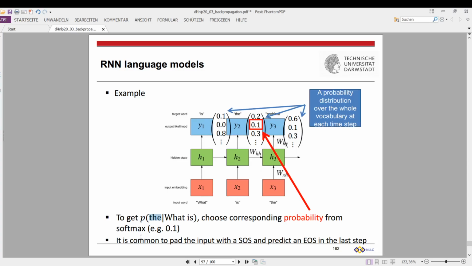Okay, and a final note: it is common to pad the input with an SOS, start of sentence symbol, and predict an end of sentence symbol in the last time step. Why would we do that? Because if we start from some concrete word, then when it's generating something, we would always have to give the neural network some initial input. But we want to start generating without any given input word, just by itself, so to speak. Therefore we start out from the start of sentence symbol, and then it says what is the actual first word in my sentence. We generate that first word, then the second word in the sentence, and so on.